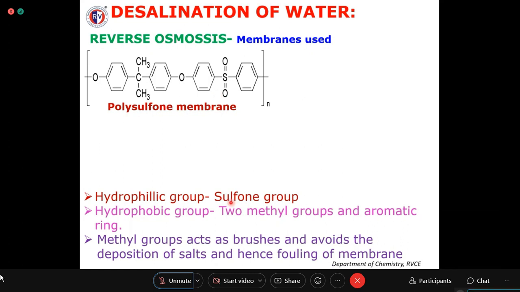These methyl groups also act as brushes, so they are always vibrating like this. They are not stationary in the polymeric chain, they are vibrating. They act as brushes and avoid the deposition of salts and hence the fouling of the membrane. So what do you mean by membrane fouling? Have you heard this word, membrane fouling?